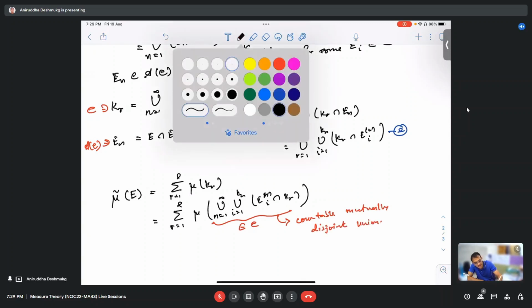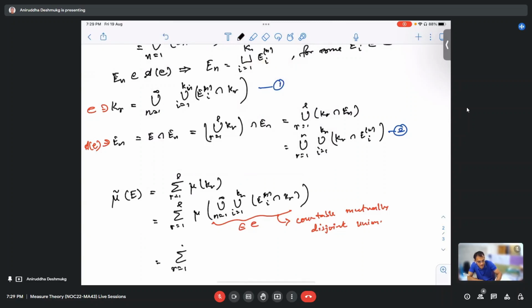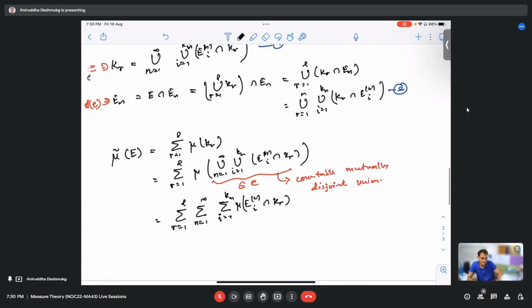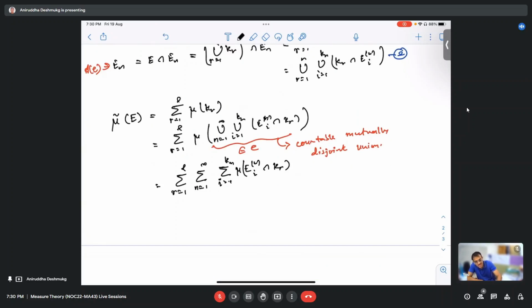So I can take the sum outside, and this becomes sum over r from 1 to L, n from 1 to infinity, i from 1 to KN, mu of ENI intersection KR. Since these are all non-negative terms, I can interchange the order of summation without causing a problem in the extended real numbers. So r from 1 to L, i from 1 to KN, mu of ENI intersection KR.